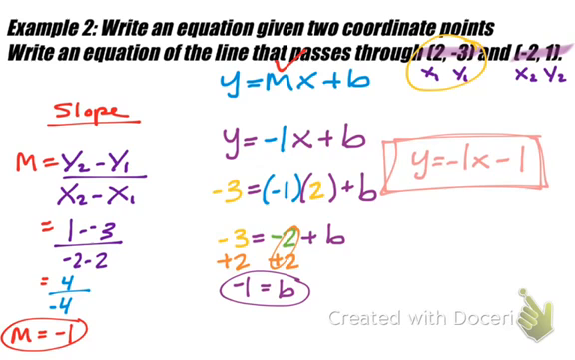So there you have it, guys. We have one example where we have to write our equation given a slope and a point that it passes through. And in this example, we had to write our equation when we're given 2 points that the line passed through.